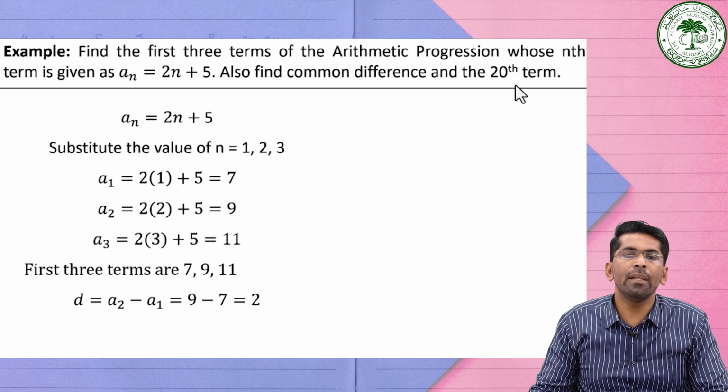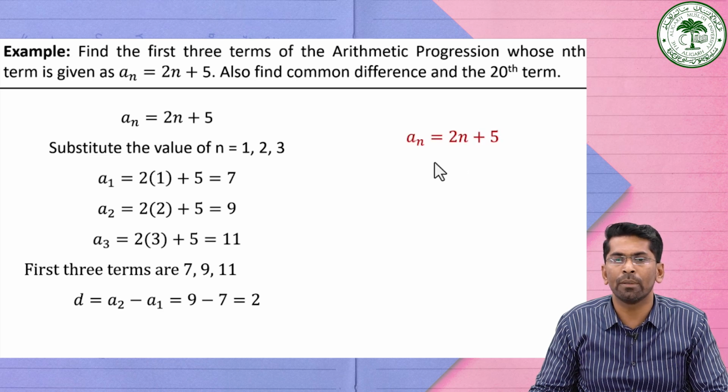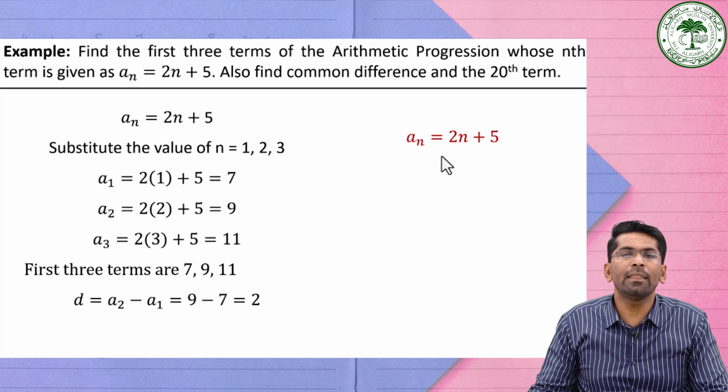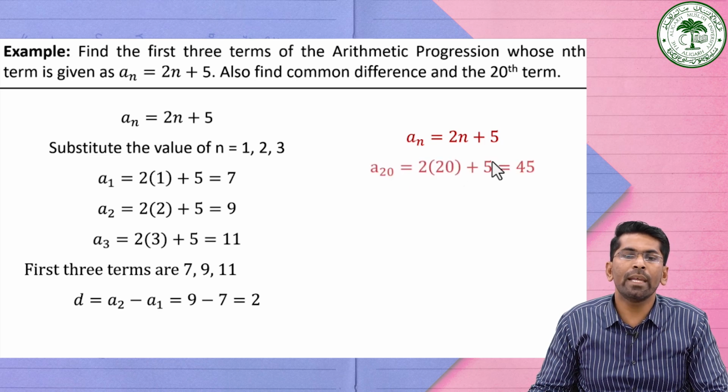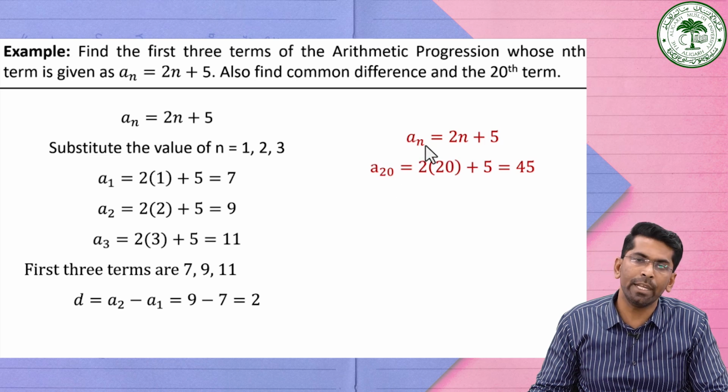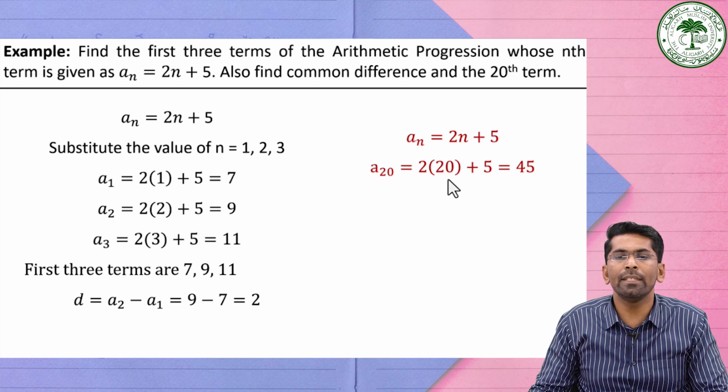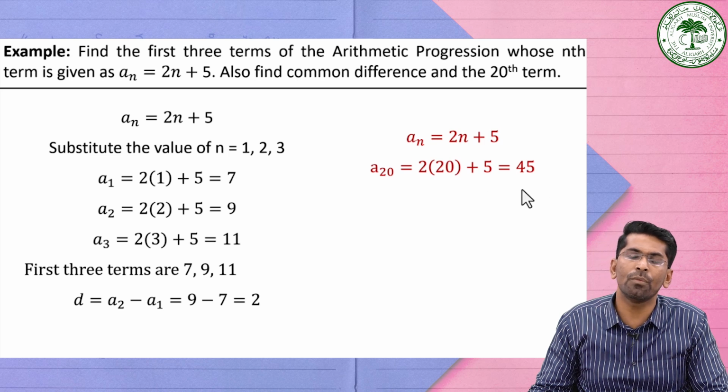Now we can find the 20th term of the arithmetic progression. There are two ways we can find it here. One way: the nth term is already given, that is an is equal to 2n plus 5. So here we can substitute n is equal to 20. So a20 is equal to 2 into 20 plus 5, which is equal to 40 plus 5, which is equal to 45.